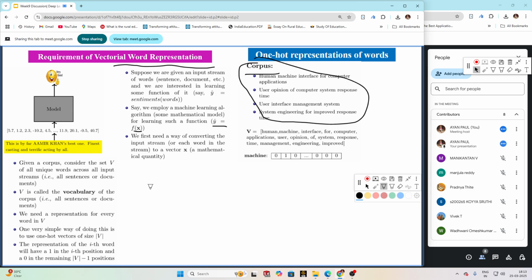Now from that corpus, our first step is always to extract the vocabulary of the corpus. How can we extract the vocabulary? So corpus is a group of sentences or all the sentences that are present in a document.